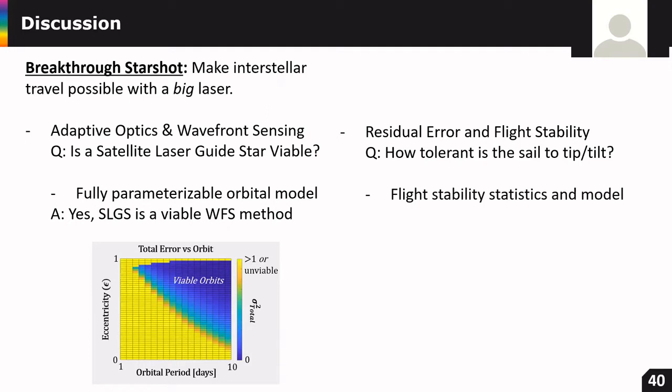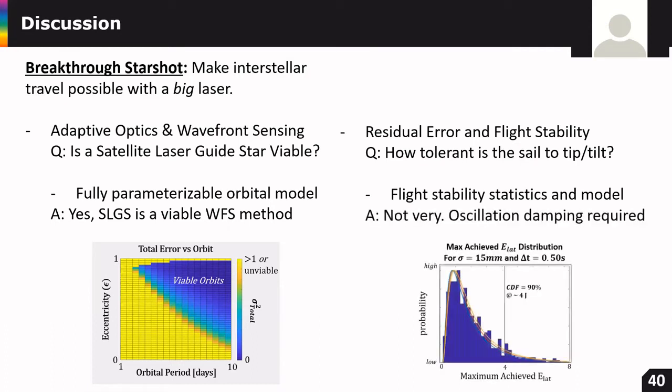And I studied the statistics of these perturbing forces and created a model. And what I found was that the sails are not very tolerant to tip tilt at all, and that some sort of oscillation energy dampening is going to be required for the Starshot system. So that is the culmination of my master's report and presentation.